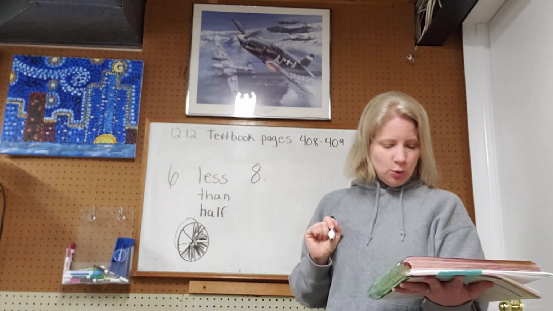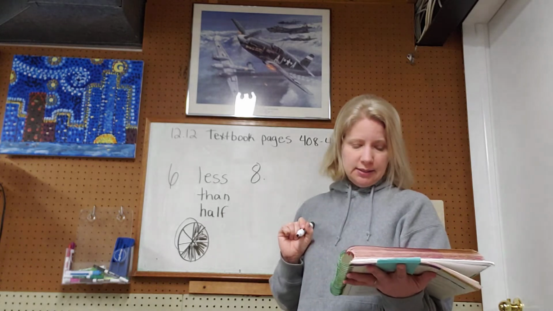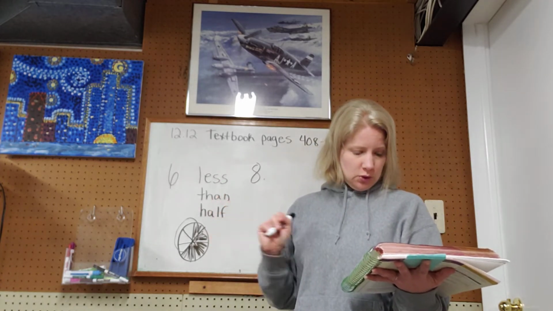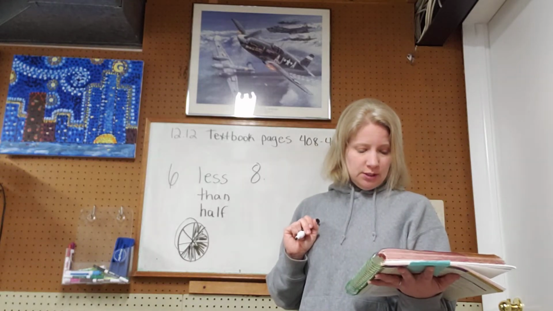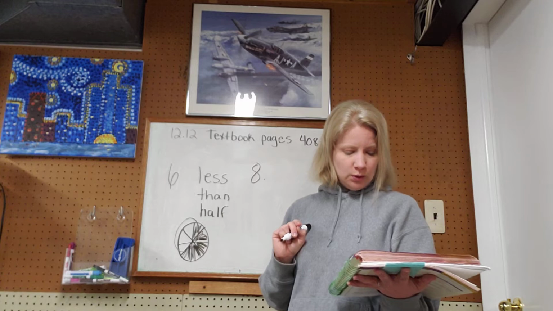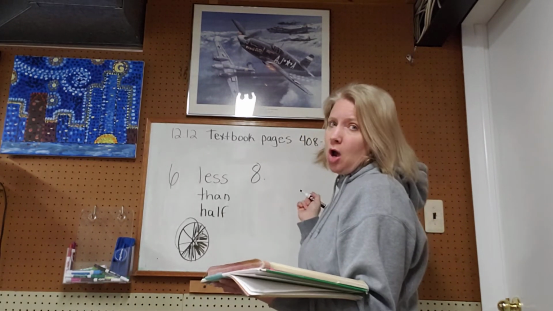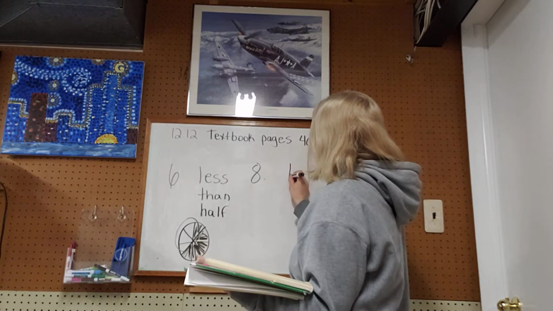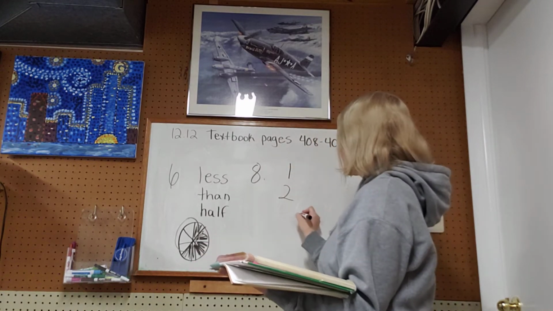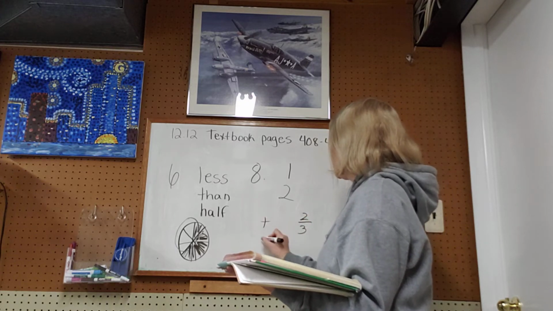Joe baked 1 tray of rolls. Drew baked 2 trays of rolls. So they have 1 whole and then 2 more wholes. Ed baked 2/3, so less than a whole, of rolls. How many rolls did they bake altogether? So you just add them all. How many did they have in all? So they had 1 plus 2 plus 2/3. We're going to add all of those.